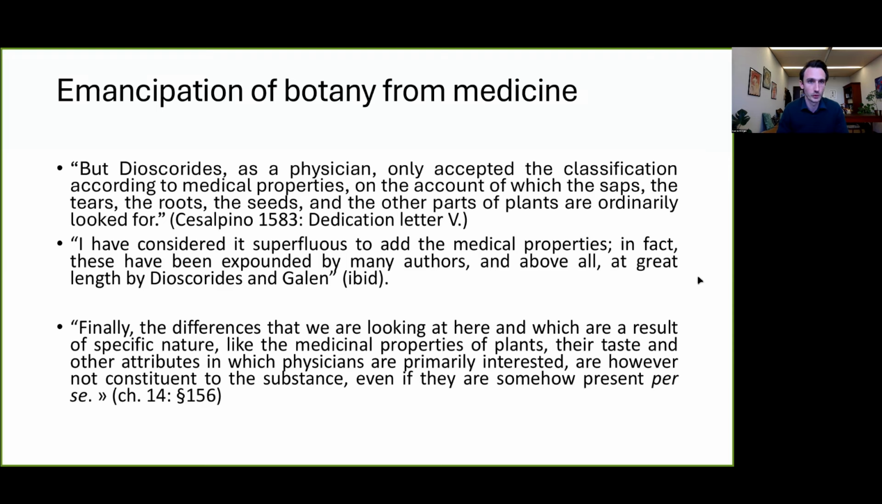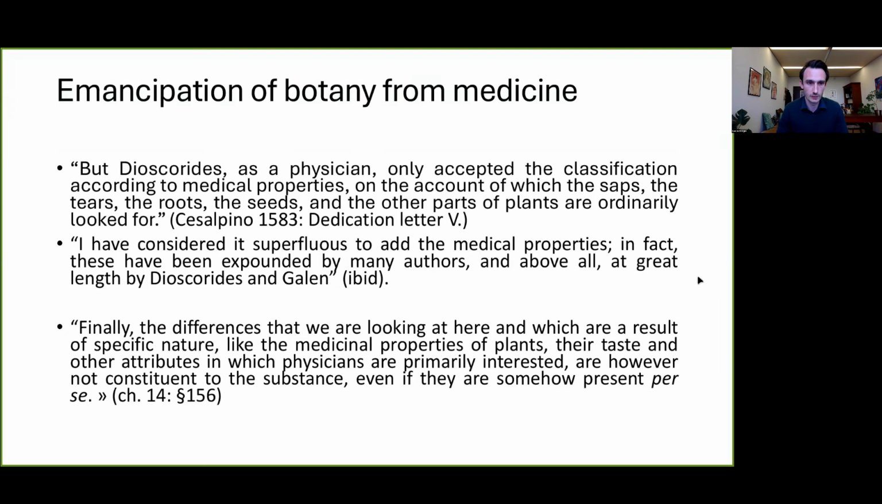So he thought that his own work in botany should be different from the traditional work regarding medicinal properties, pharmacological aspects of plants, or the ancillary aspects of botany towards medicine. He wanted to create an autonomous botany, a theoretical botany, but also useful in a way for medicine, but not dependent on medicine.